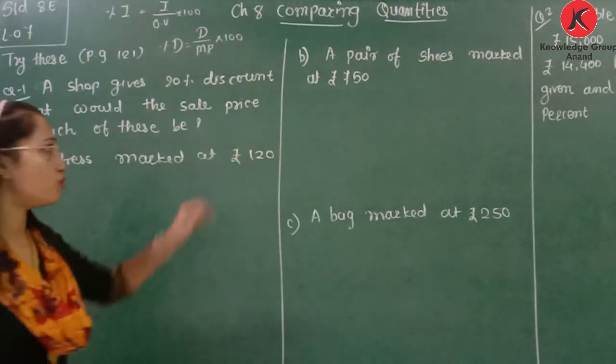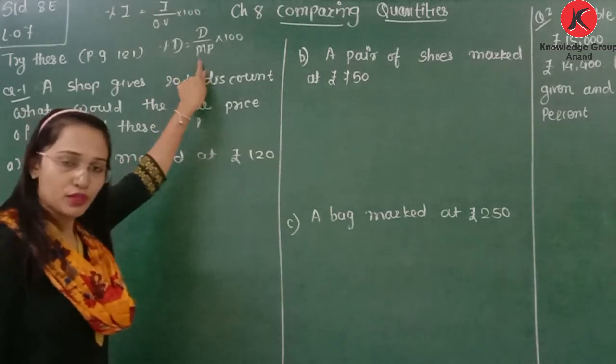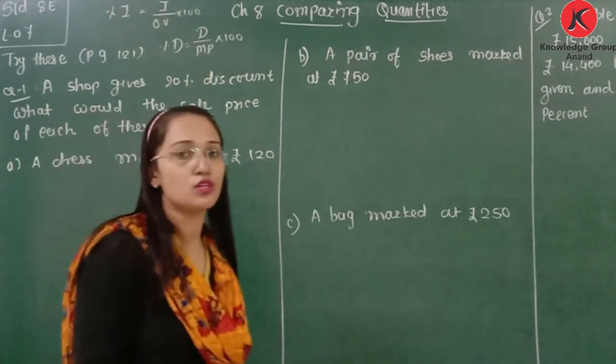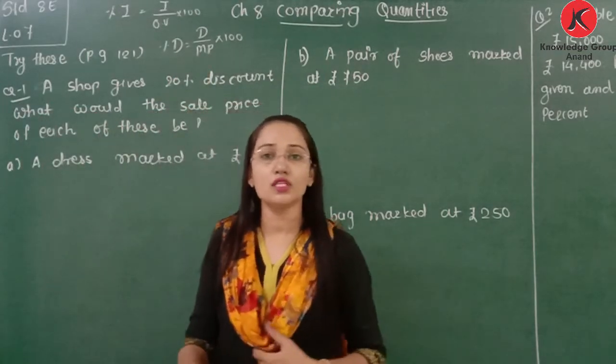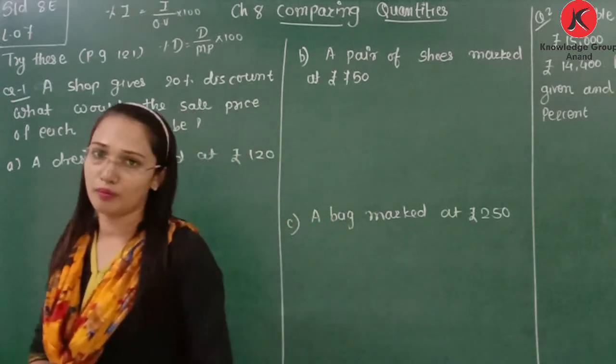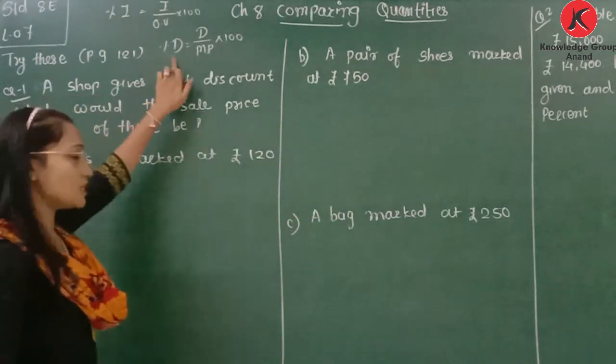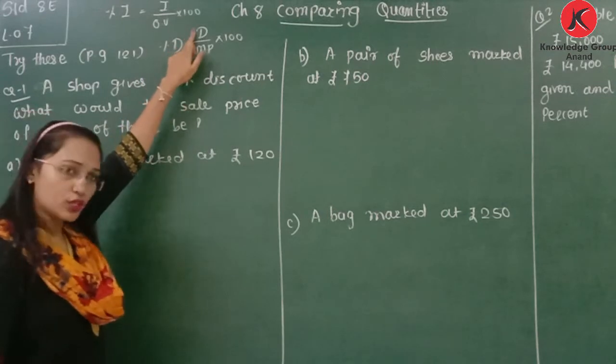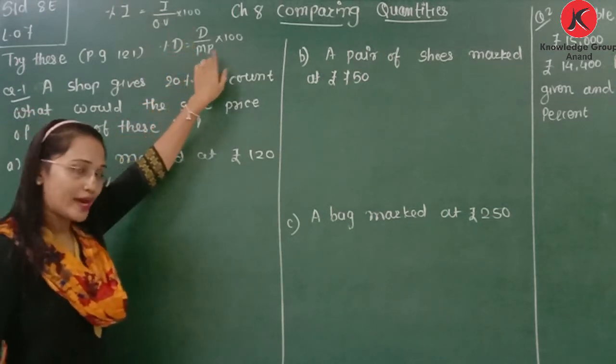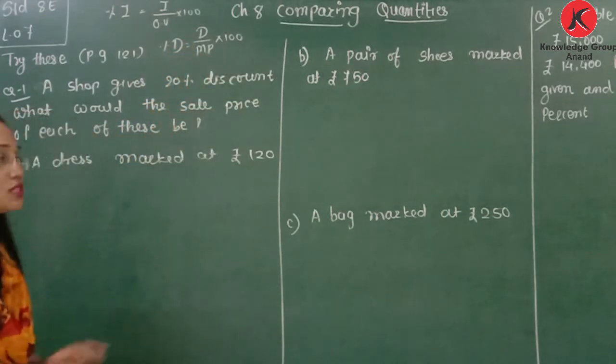Because discount is always calculated on marked price. This question can be asked for MCQ or blank. So discount is always calculated on marked price. So here percentage discount is equal to discount in rupees divided by marked price multiplied by 100. So this is the equation.